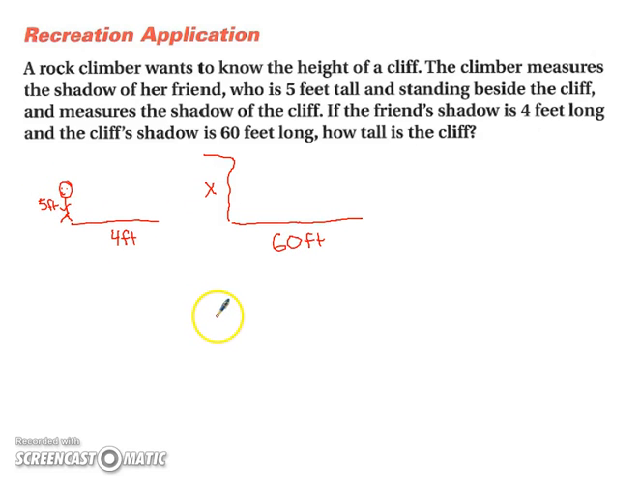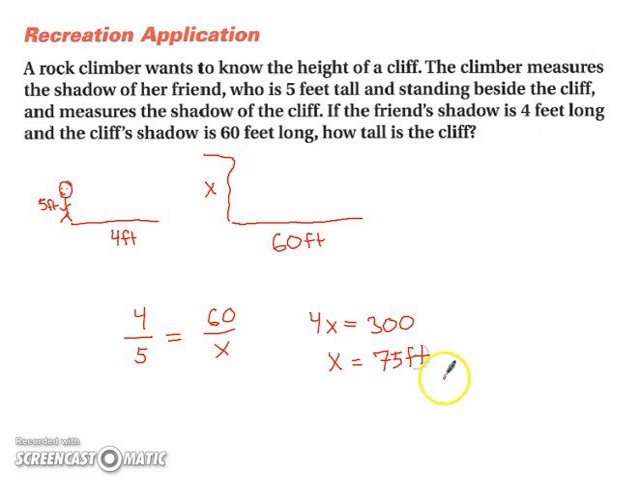So with this, we can set up a proportion where we have 4 over 5, so the shadow over the height, and it's going to equal the shadow length over the height. And then we can cross multiply, so we have 4x equals 5 times 60, which is 300. And then divide both sides by 4, which leaves us with 75 feet. So the cliff is approximately 75 feet tall. And that ends our lesson on proportional reasoning.